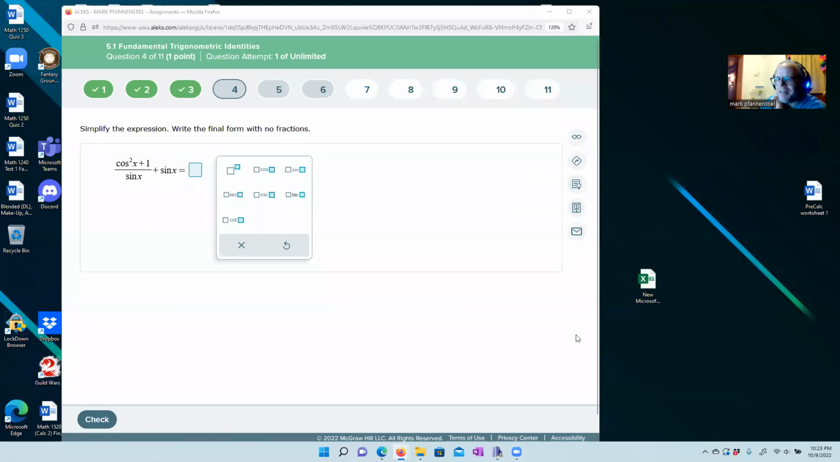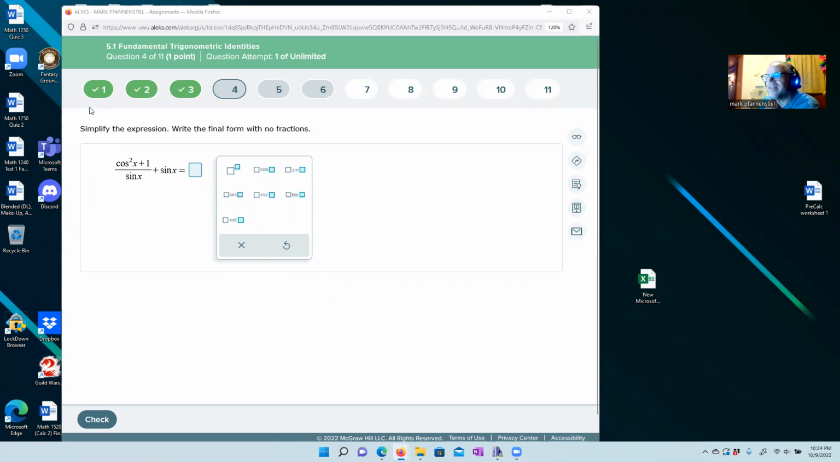All right, welcome back to pre-calculus. We are going to continue looking at some trigonometric identities. I always found these could be kind of fun, so your mileage may vary, but I liked these when I was doing them.